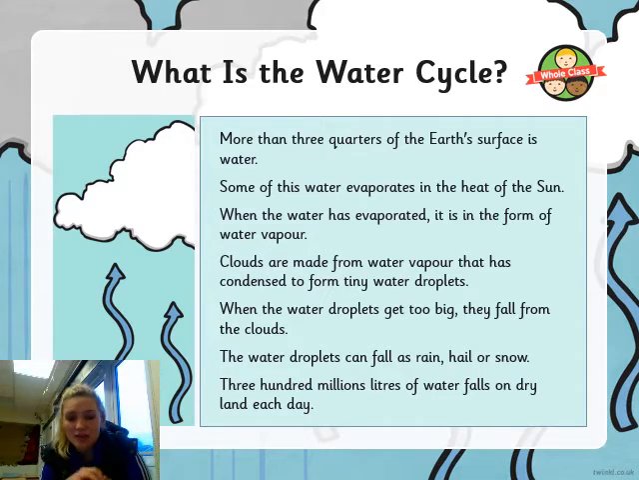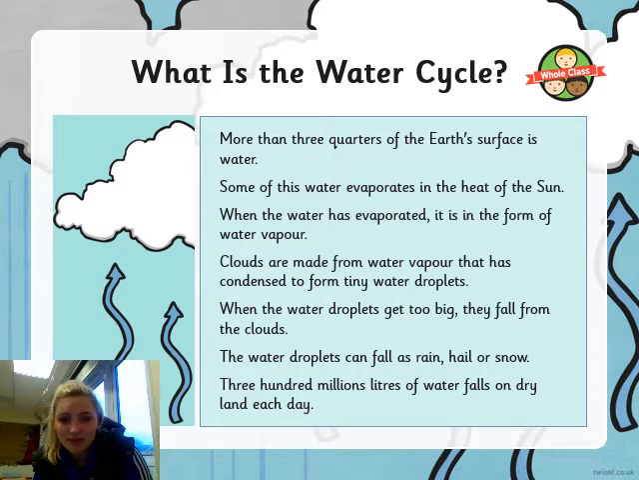So the clouds take up the water vapour and it sits inside the clouds. It is then condensed into really tiny water droplets, and when it precipitates, it starts to rain. The water droplets get too big, they start to fall from the clouds. These can either fall as rain or hail or snow, depending on the temperature, because remember, the freezing point for water is 0 degrees, so we know that water can turn to snow at that point.